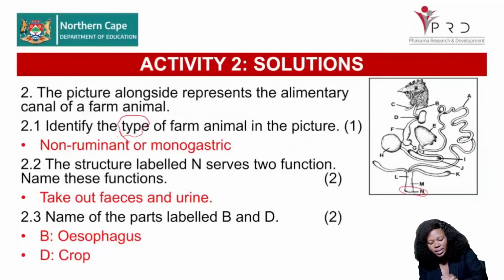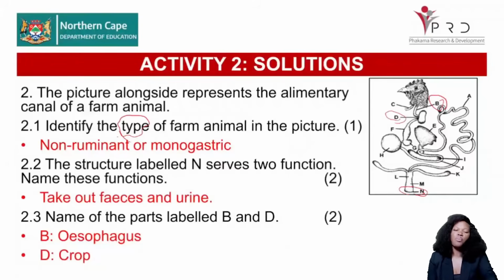Now, where is our B? This is our B. Where is our D? This is our D right here. So our B is our esophagus, and then our D is a crop, for 2 marks. B, esophagus, and then D, a crop.